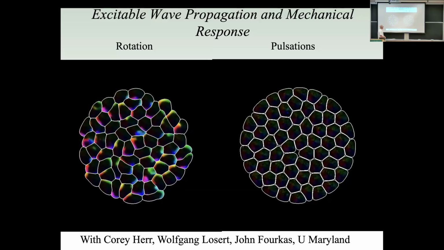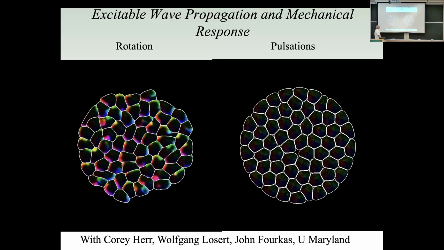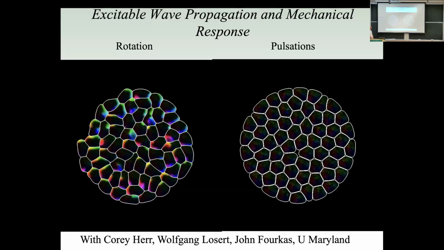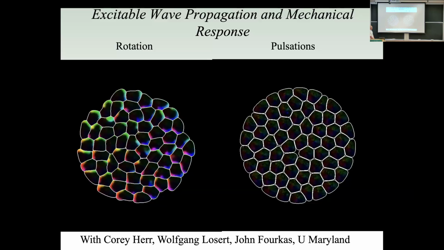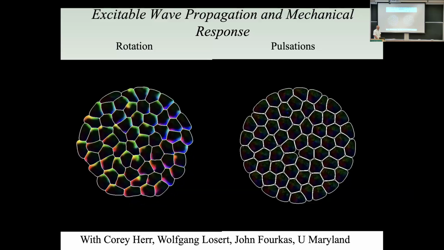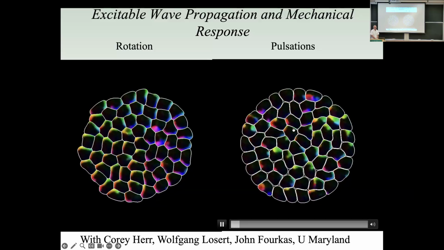The colors show the concentration of activator. You see that they execute quite complex dynamics. It's about 100 cells, and after some time they form a self-rotating cluster. And for slightly different conditions, it has mechanical pulsation.